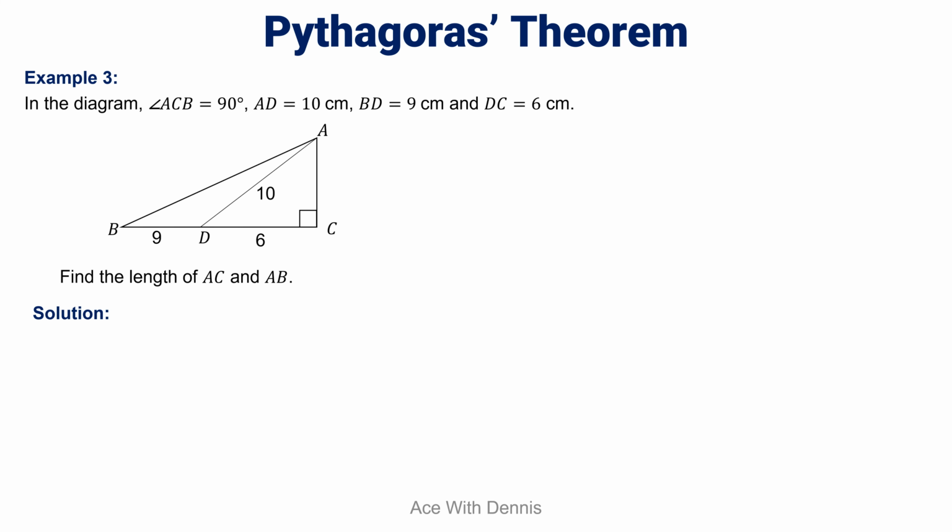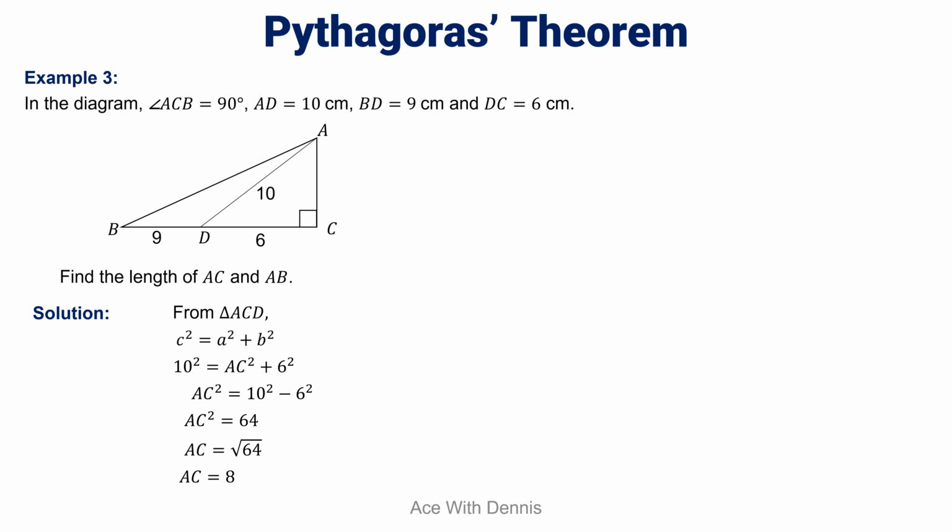So here's the solution. From triangle ACD, by applying Pythagoras Theorem, C squared equals A squared plus B squared, we will get 10 squared equals AC squared plus 6 squared. So AC squared equals 10 squared minus 6 squared, which is 64. So AC equals the square root of 64, which is 8. Hence, the length of AC is 8 centimeters.